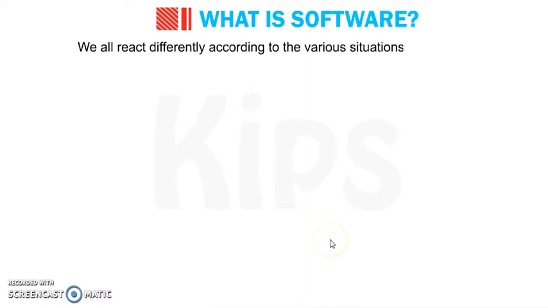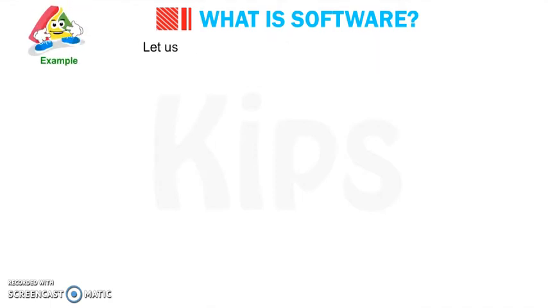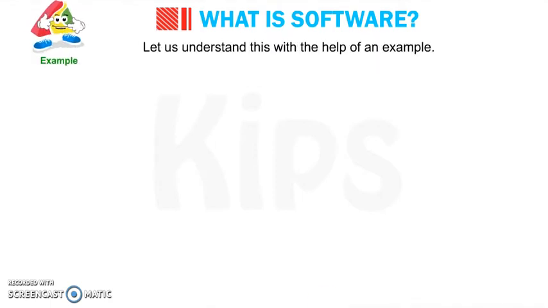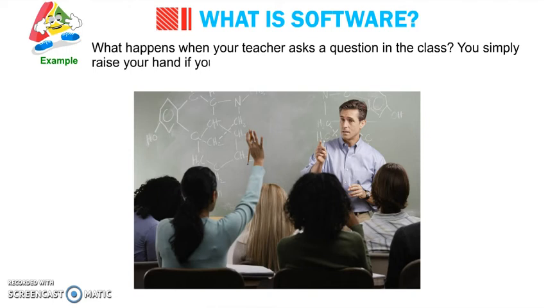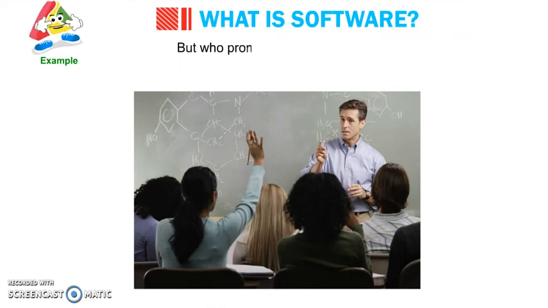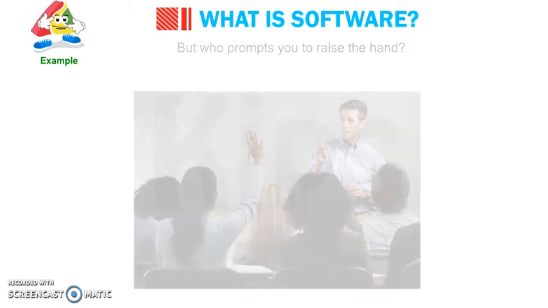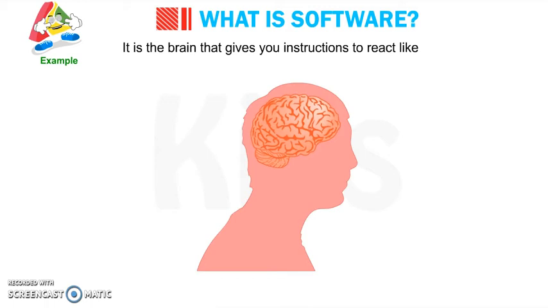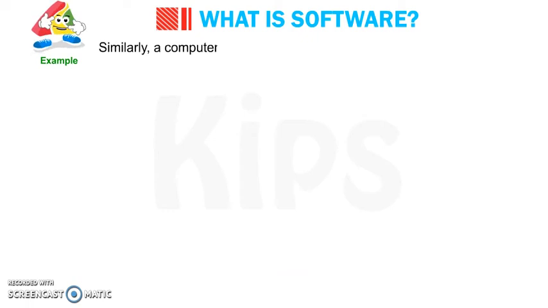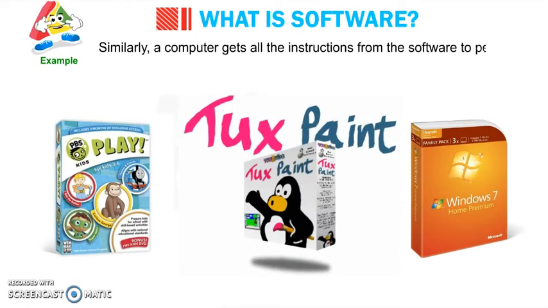We all react differently according to various situations. Have you ever thought about how that becomes possible? Let us understand with an example. When your teacher asks a question in the class, you simply raise your hand if you know the answer. But who prompts you to raise the hand? It is the brain. It is the brain that gives you the instruction to react like this. Similarly, a computer gets all its instructions from the software for various tasks.